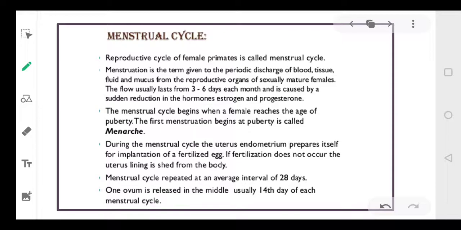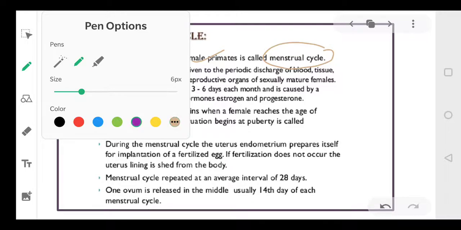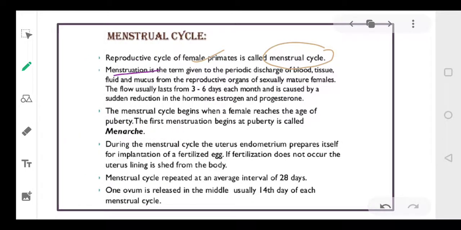I hope you remember that in case of primates, we have a menstrual cycle, and in case of non-primates, we have an oestrus cycle, right? So the reproductive cycle of females is referred to as oestrus cycle. Okay, dear students? And this term basically refers to the periodic discharge of the blood, the tissue fluid, and the mucus from the reproductive organs of the mature female when the fertilization does not occur.